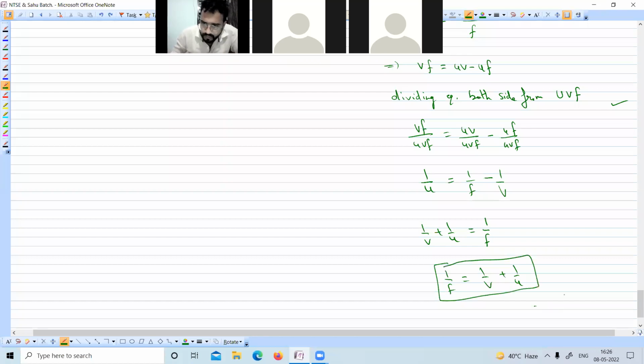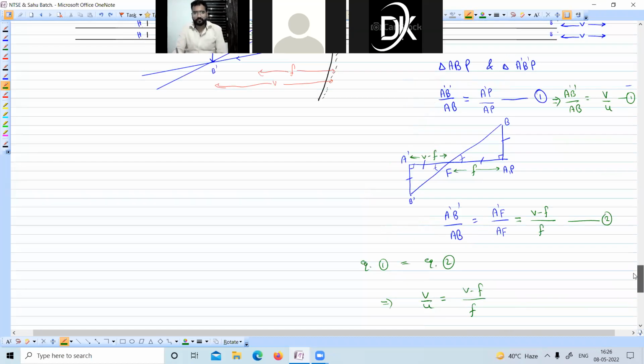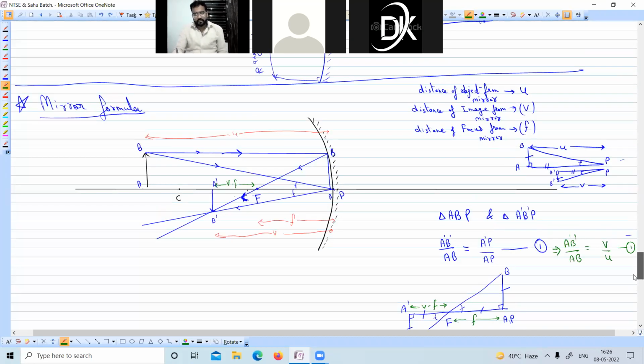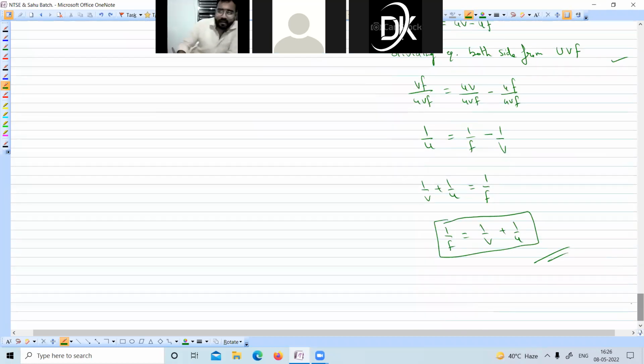Is it clear to everybody? Yes. Great. So this is what we are done. Now we will talk about the next term, and the next term is magnification. And then we will move towards the sign convention. A very easy trick I'll tell you to identify the plus minus terms. And then I'll tell you the pattern to solve the questions.